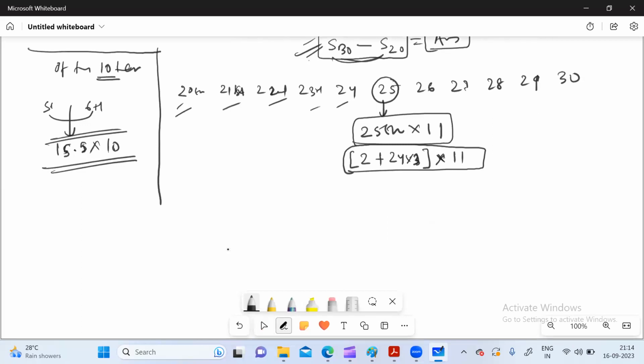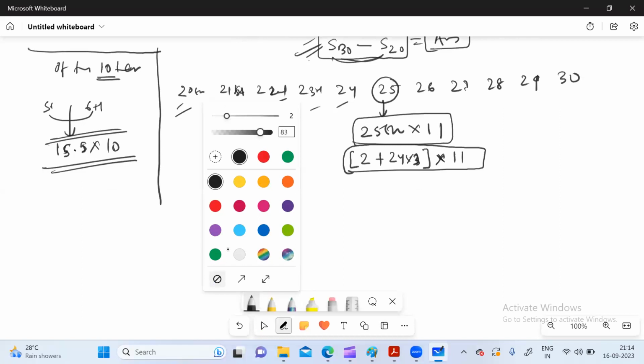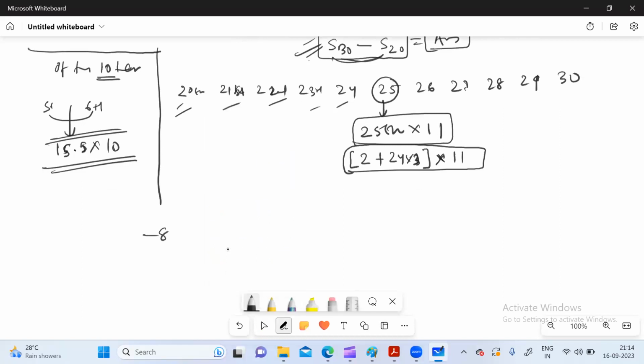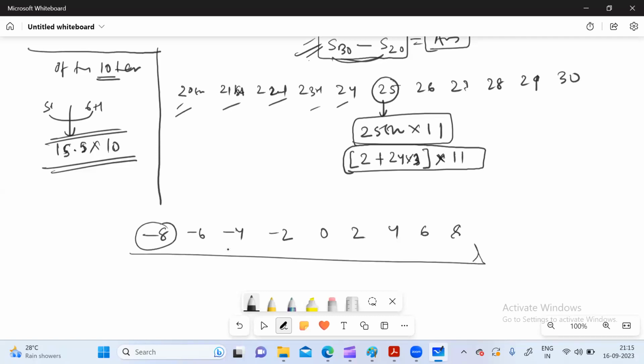If I'm writing an AP in such a way that it starts from a negative value, so -8, -6, -4, -2, 0, 2, 4, 6, 8. So what do we see here? That the common difference is 2, the first term is -8. And if I want to calculate the sum of these, I can see the average lies in the middle, which is 0. And the total number of terms, whatever it may be, is n. I'm not counting it because 0 multiplied by anything is 0. It will always give you 0.